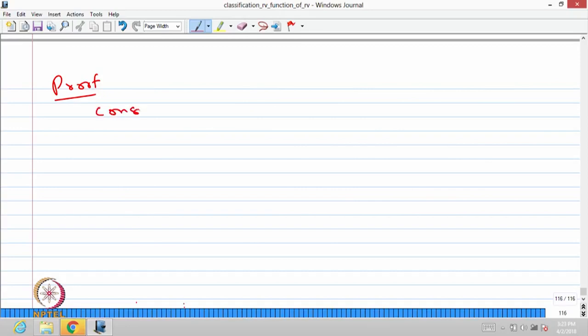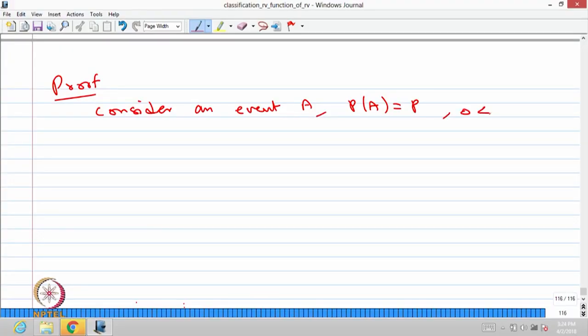Consider an event A whose probability of A is p, where A is the success in each Bernoulli trial. A is the event in each Bernoulli trial, and the p of A, the p is nothing but the probability of success in each Bernoulli trial.